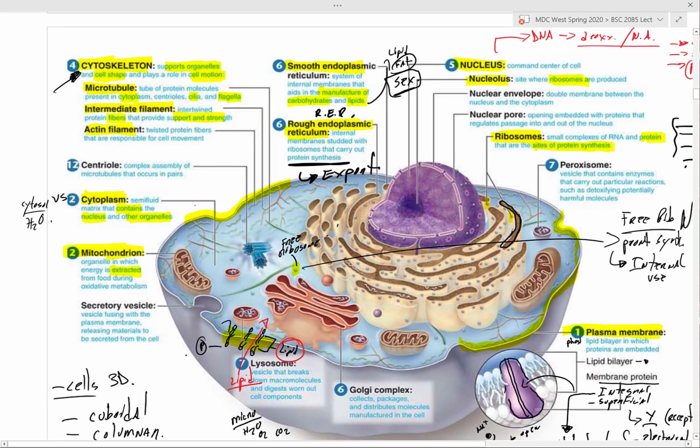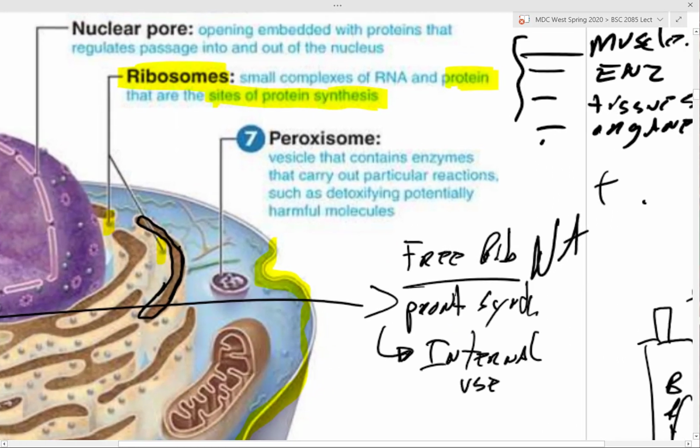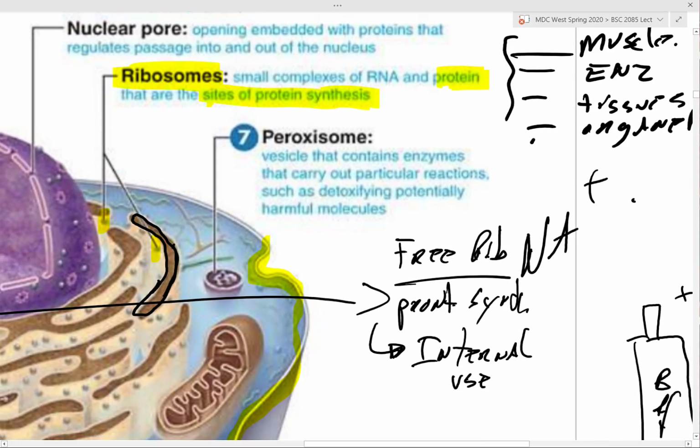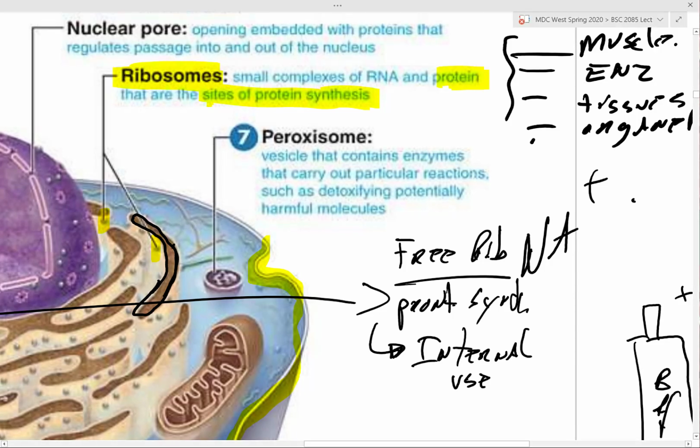Okay, so the next one is your peroxisomes. So what do peroxisomes do? Peroxisomes have hydrogen peroxide inside them. We did talk about them. They contain enzymes, and these enzymes are going to be what? The enzymes that allow you to detoxify. These enzymes create hydrogen peroxide and they detoxify.